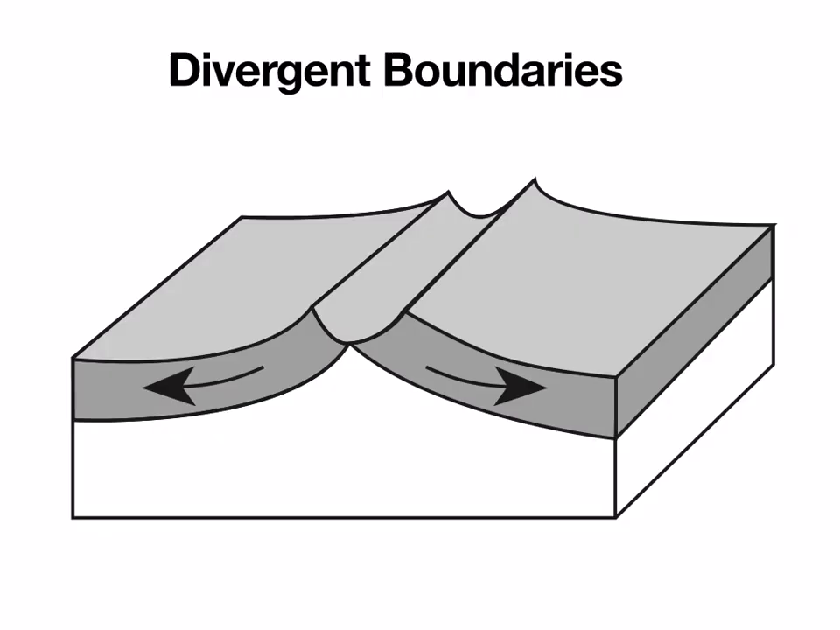Finally, we have divergent boundaries where different plates drift away from each other.